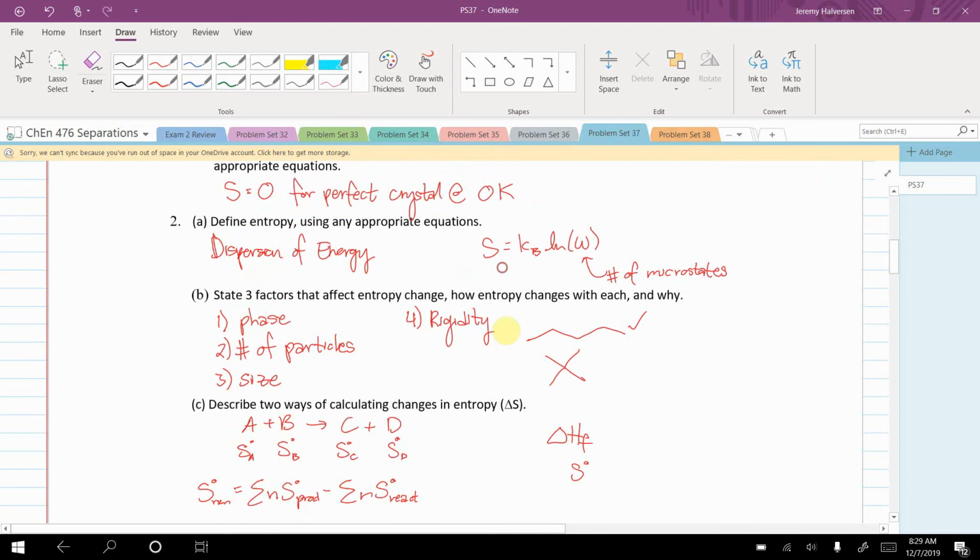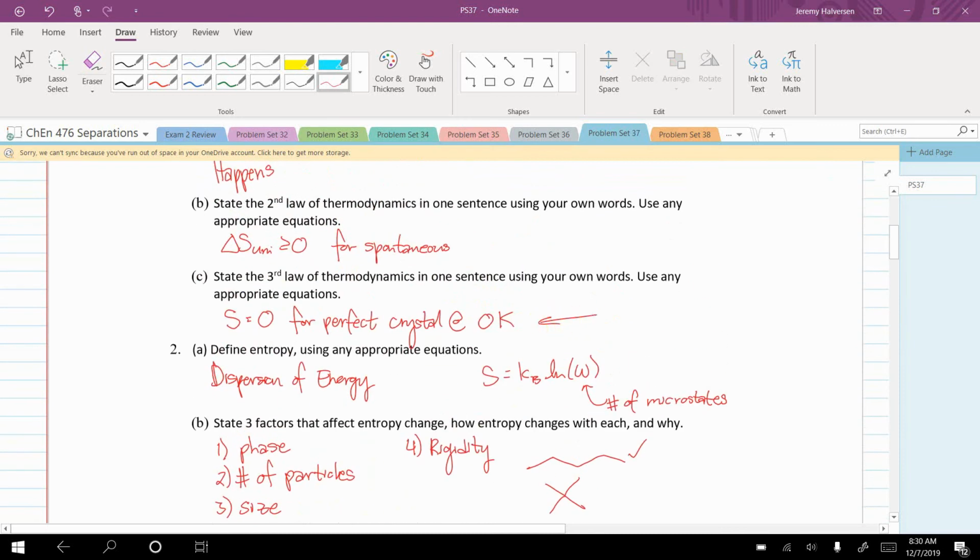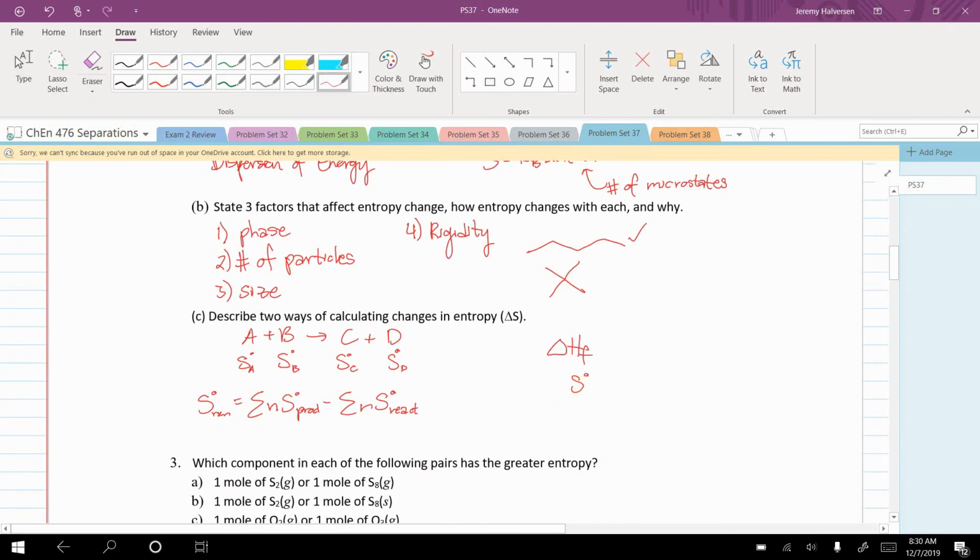No, absolutely not. Why? Well, the entropy is 0 for a perfect crystal at 0 Kelvin. And so it's not going to be 0 for a pure element in its standard state. Okay? So you do have to have the actual value for the pure element. Okay, that's one way to calculate entropy of reaction.